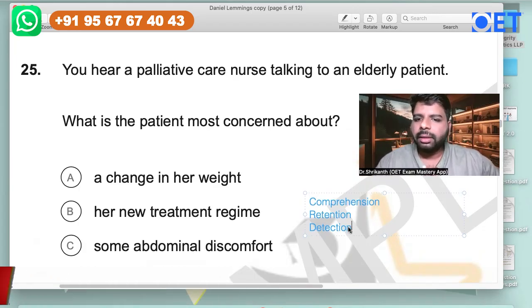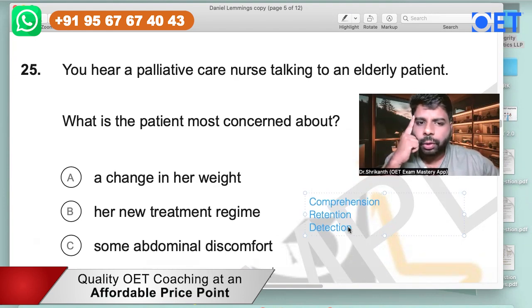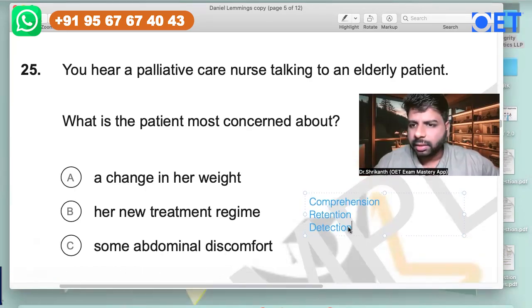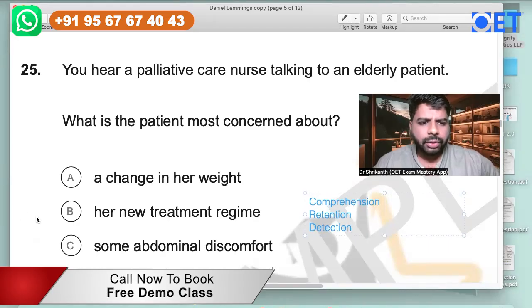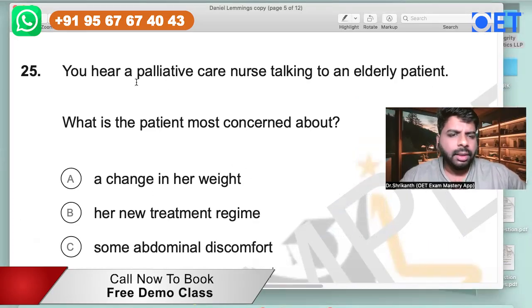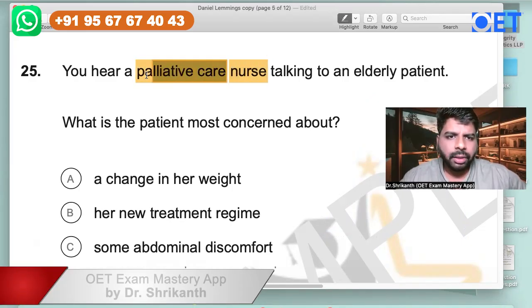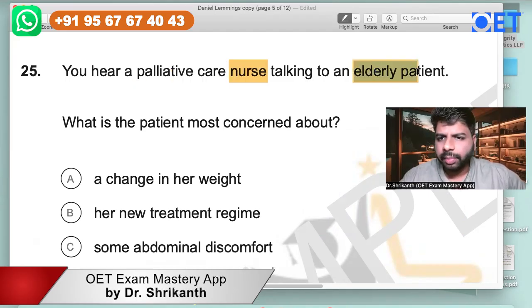And then you have to register this information to your memory. You must not forget what you understood. That is what we call retention. So the memory of the question should always be in the back of your mind. And then you need to detect what the answer is. So let's see what the question is asking you. The question says you hear a palliative care nurse. So again, we are hearing the voice of a nurse talking to an elderly patient. All right, so this is the situation.